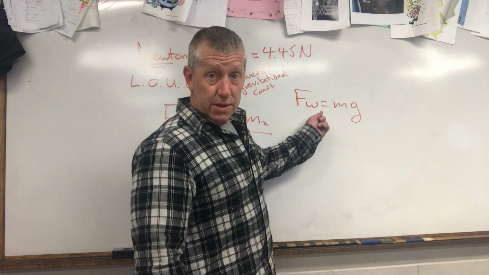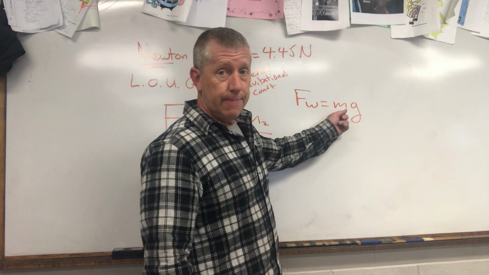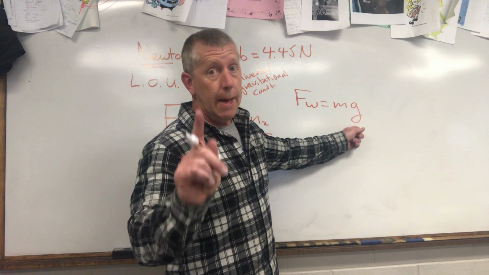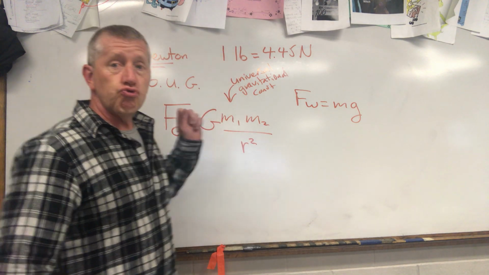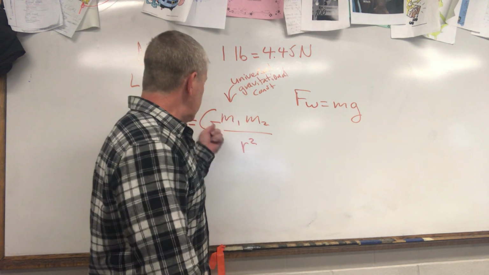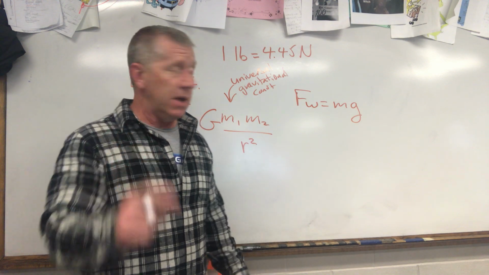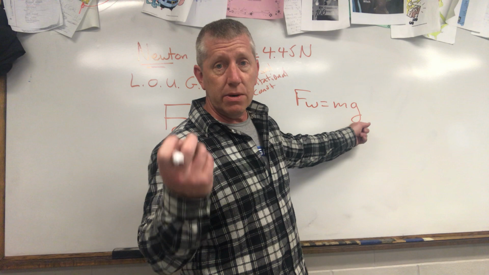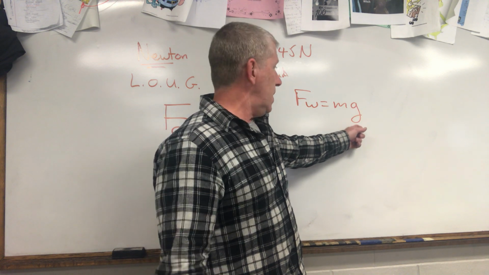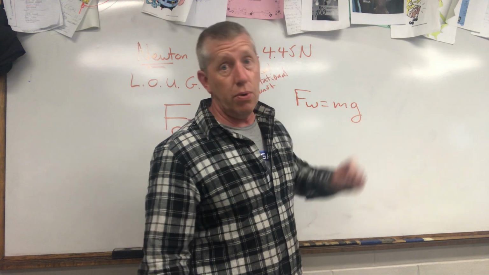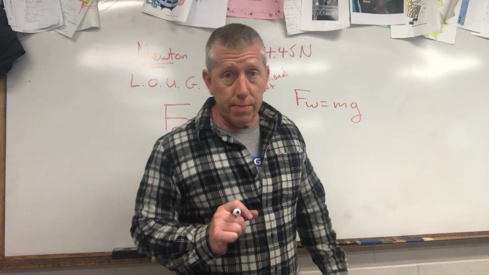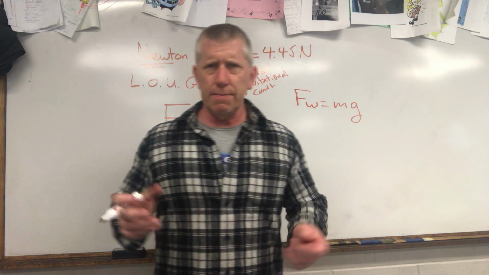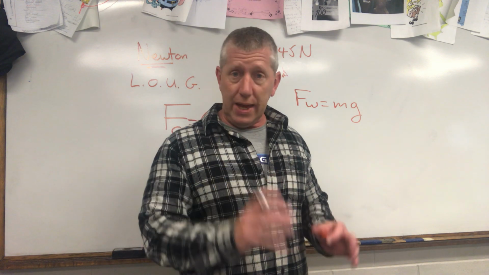Force of weight is equal to mass times little g. Don't confuse little g and big G. Big G, universal gravitational constant, 6.67 times 10 to the negative 11th. Little g is the force of gravitational attraction on the planetary body you are on. If you're on Earth, near the surface, 9.8. If you're on the moon, 1.62. If you're on Mars, it's 3 point something something. So the little g is going to change.